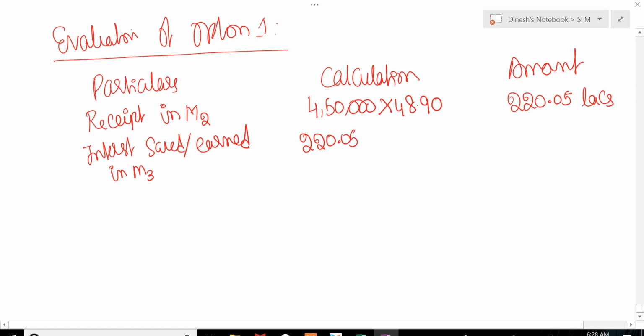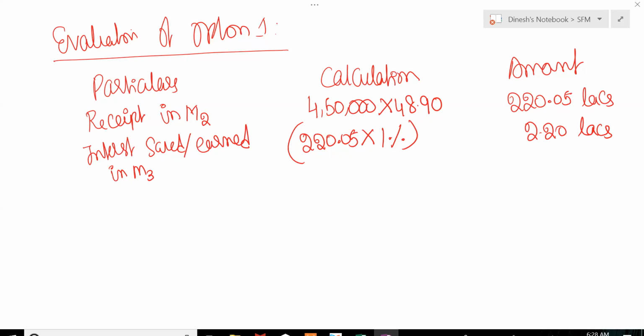220.05 into how much? Into 12% into 1 by 12. This is only for 1 month. $2.20 lakhs. The basic rule is you cannot add cash flows at different points of time. So keep that rule in mind. Cash flows at different points of time can't be added. So wherever you want to add them, take the help of interest.